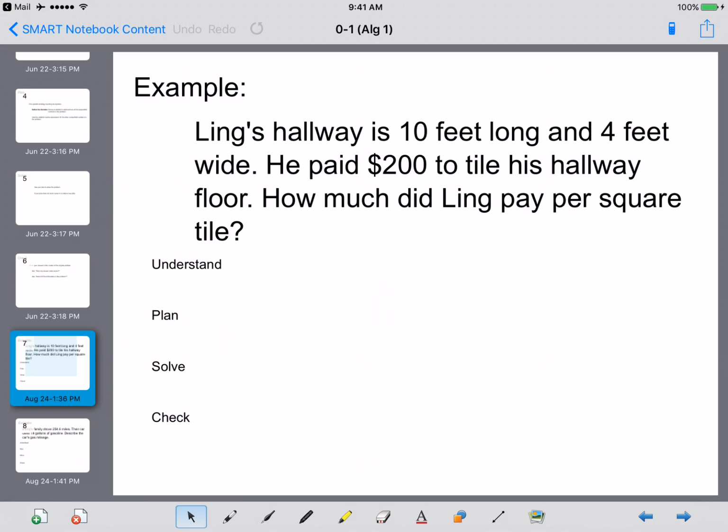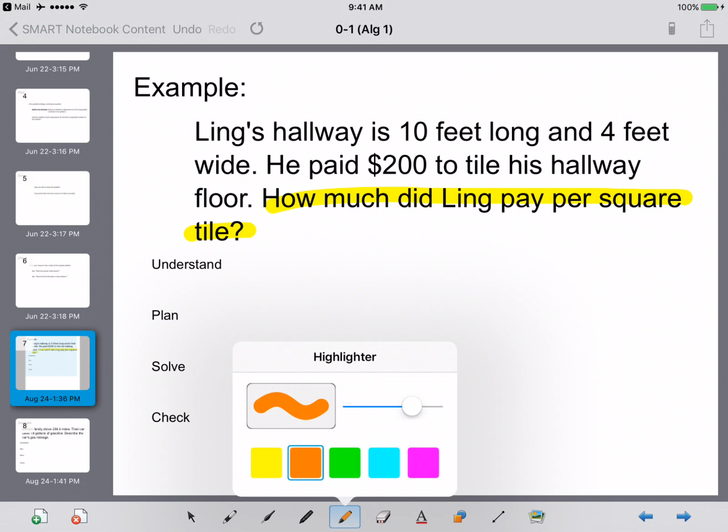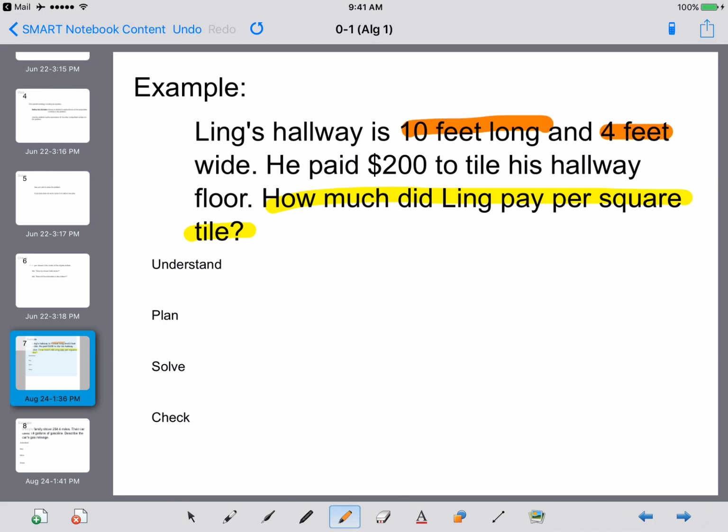So one example for you: it says Link's hallway is 10 feet long and 4 feet wide. He paid $200 to tile his hallway floor. How much did Link pay per square tile? So first thing we're going to do is figure out what we want to solve. What we're looking for is how much he paid per square tile. Things that we know, I'm going to use a different highlighter color here. We know it's 10 feet long by 4 feet wide, and he paid $200 for the whole thing.